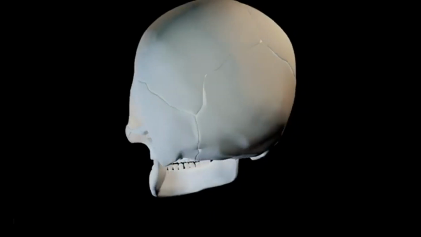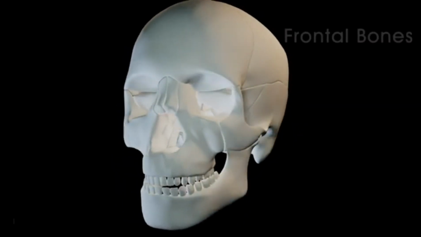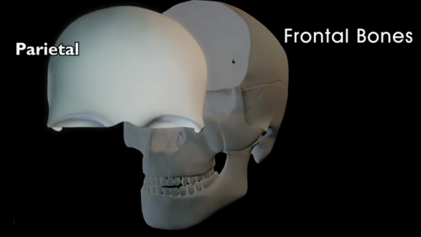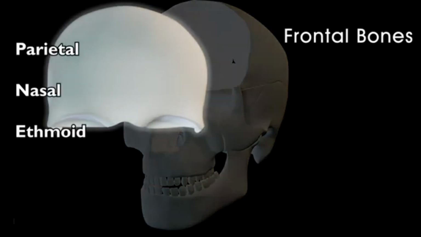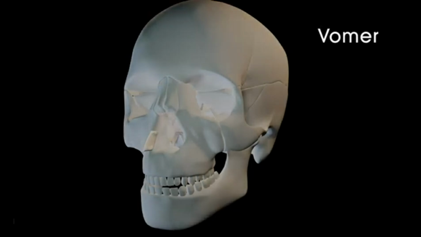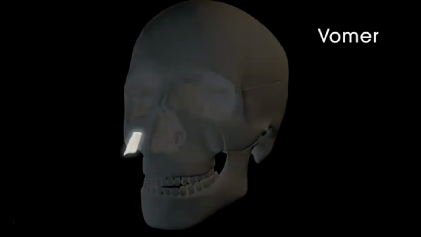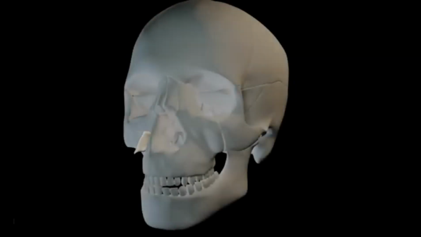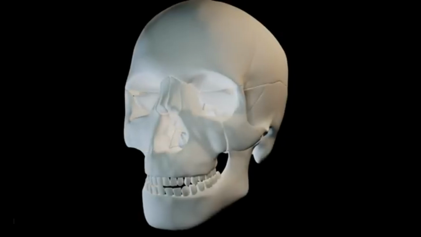The frontal bones make up the forehead and the superior part of the orbit. They articulate with the parietal, nasal, and ethmoid bones. The vomer is a thin, flat bone located in the nasal cavity. It forms the inferior part of the nasal septum, dividing the nasal cavity into left and right sides.